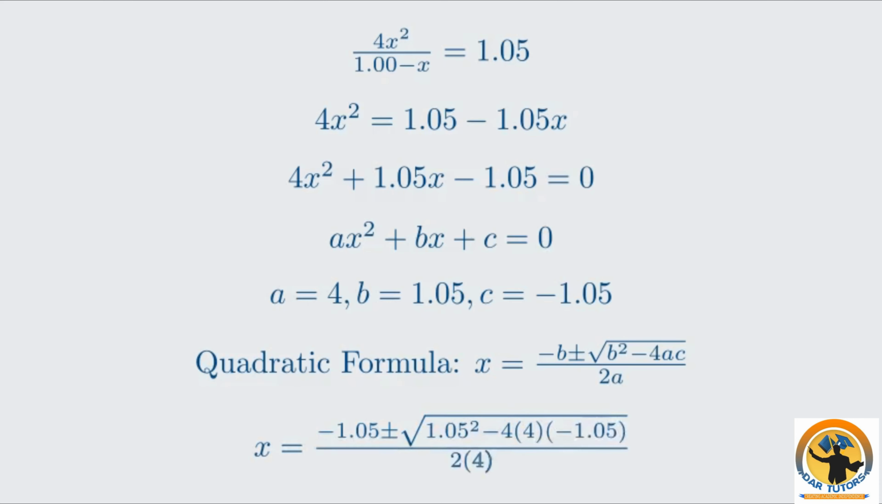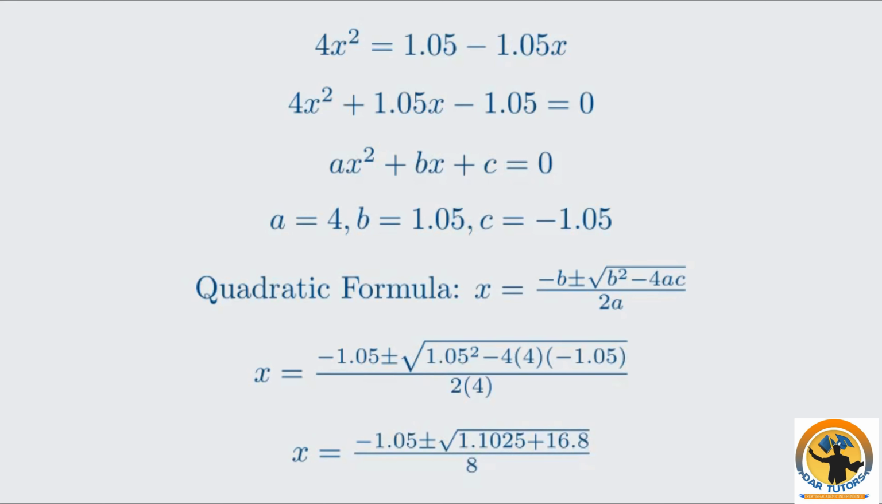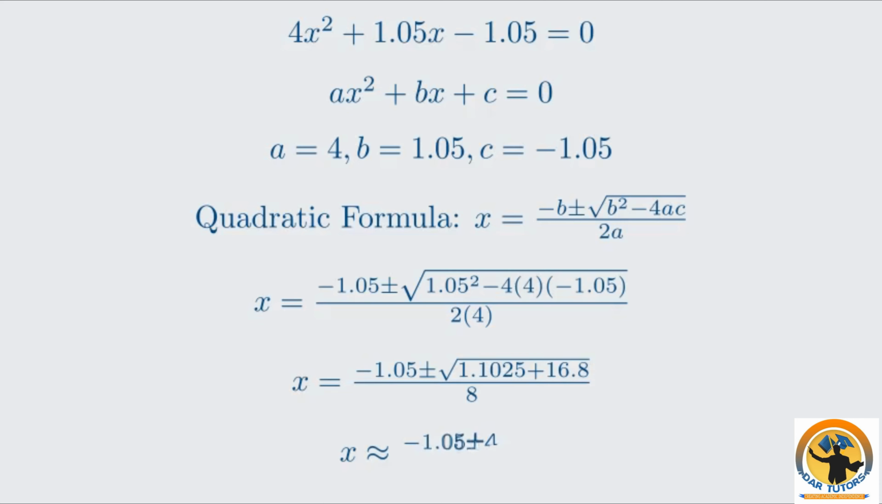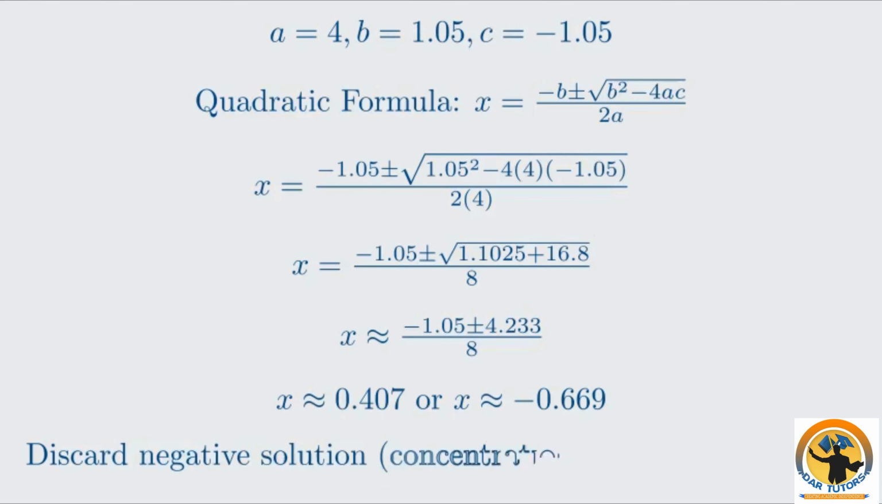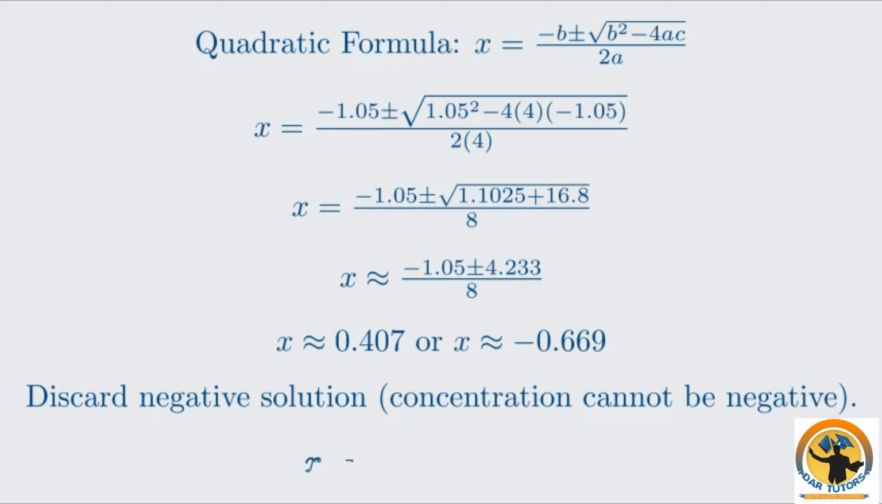Substituting the values, we get x equals negative 1.05 plus or minus the square root of a number, all divided by 8. This gives us two possible values for x, approximately 0.407 and negative 0.69. In chemistry, a concentration cannot be negative, so we discard the negative solution. Our value for x is 0.407 mol dm^-3.